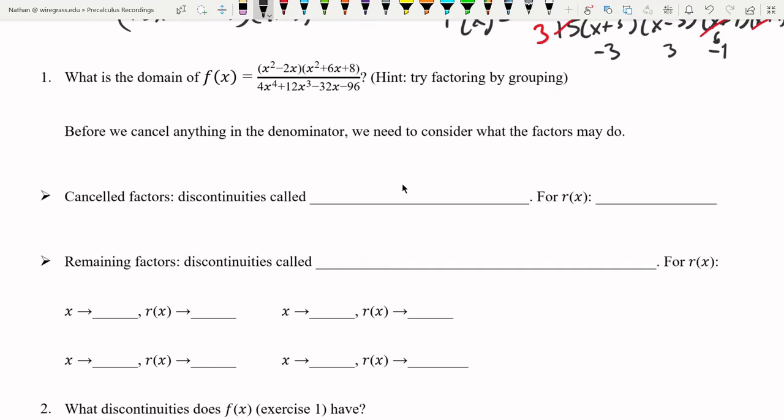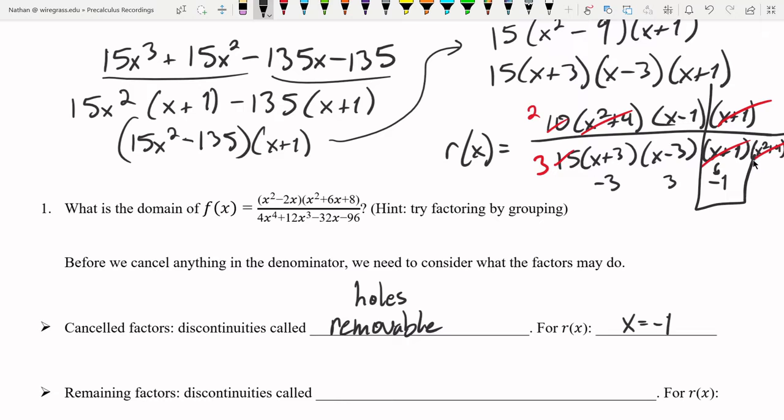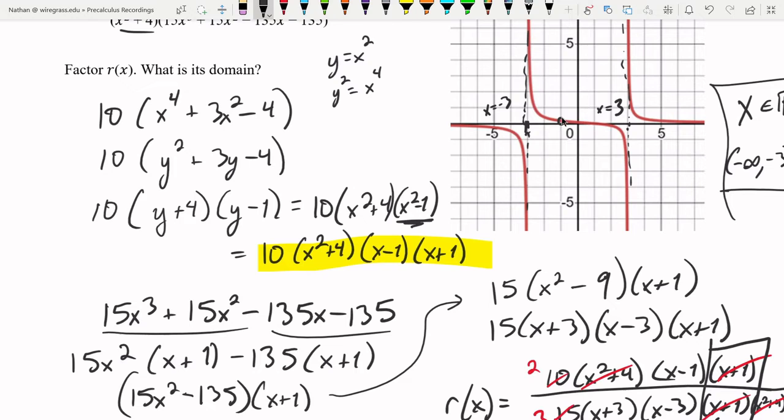The canceled factors, these discontinuities, are called holes. They're also called removable discontinuities, because if you were to just put a point right there where the hole is, then you've actually removed the discontinuity. It's now continuous at that spot. Now, of course, for r of x, we said that this was at x equal to -1 because we canceled that factor right here. And that was the same thing as this hole here that I was talking about.